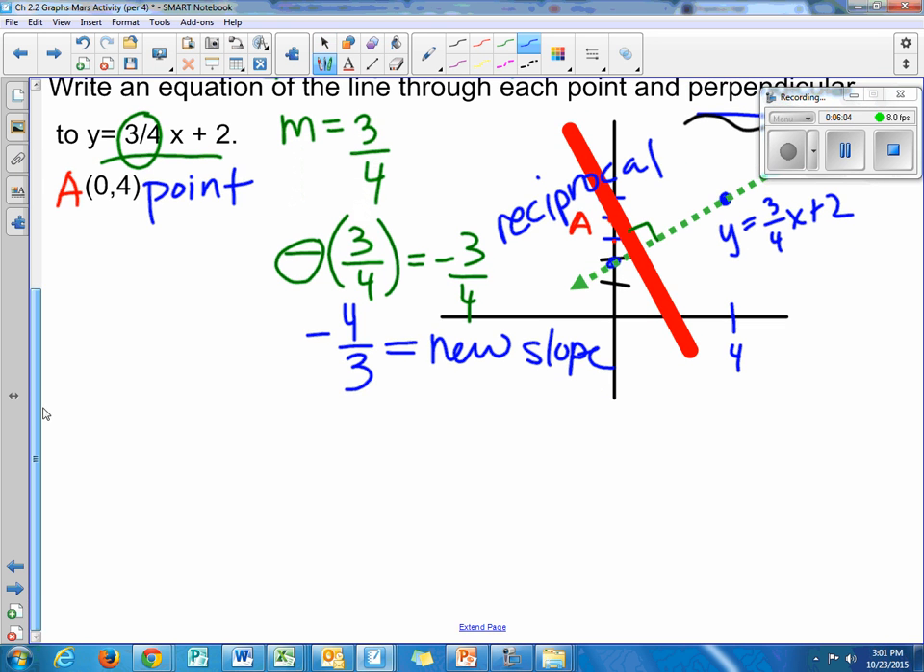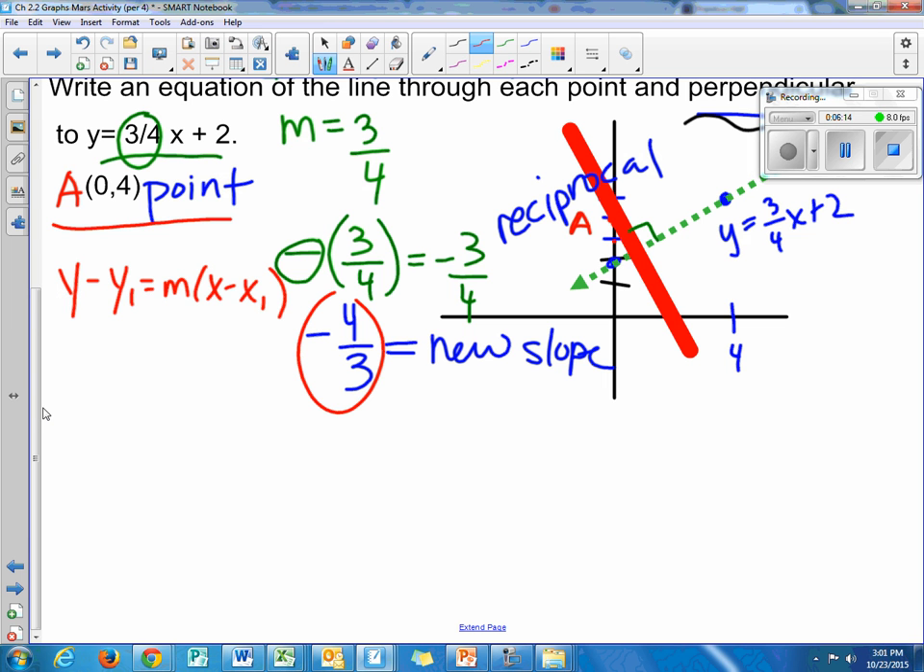Now we have our slope, right, you guys? We have a slope right here. And then we have what? A point. Perfect. That's all we need. All right, let's fill it out. Okay, it should be easy by now. Y, leave it alone, right? M is going to be negative 4 over 3. X, leave it alone, negative. All right, we're good to go.